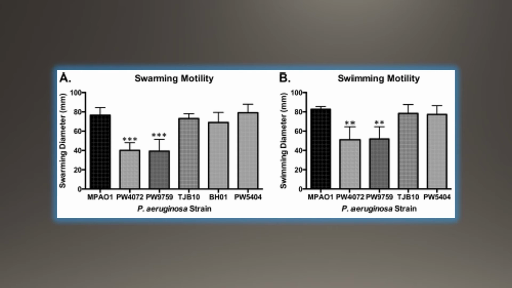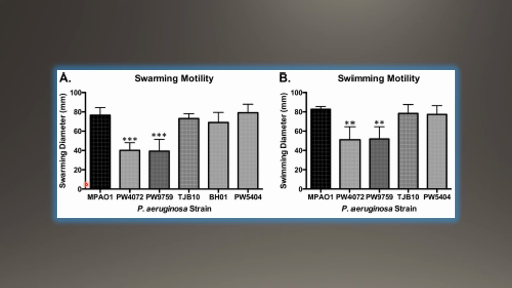So for the second figure, for portion A on the left, it shows that the gshA mutant strains, and we have two in this case, which is PW4072 and PW9759, had decreased swarming ability when compared to the wild type. And for figure B to the right, they showed that the gshA mutant strains, once again PW4072 and PW9759, had decreased swimming motility compared to the wild type.